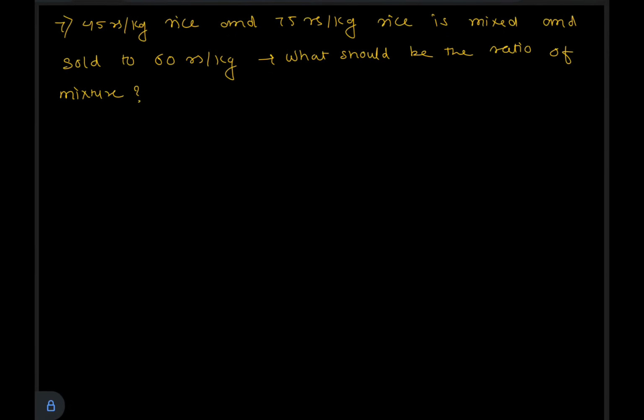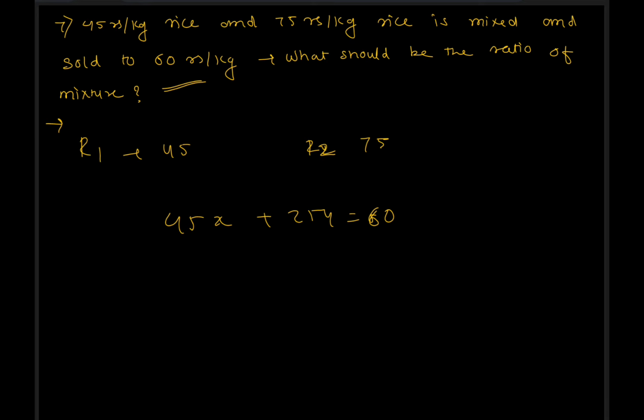Okay, so the next question was this. Let's assume rice R1 is 45 rupees per kg, and you have another rice R2 that is 75 rupees per kg, and if they are mixed together, and then the seller is selling it at 60 rupees, what should be the ratio? You can easily calculate this. You can assume it as x plus y, and then you can calculate, or there are many methods also.